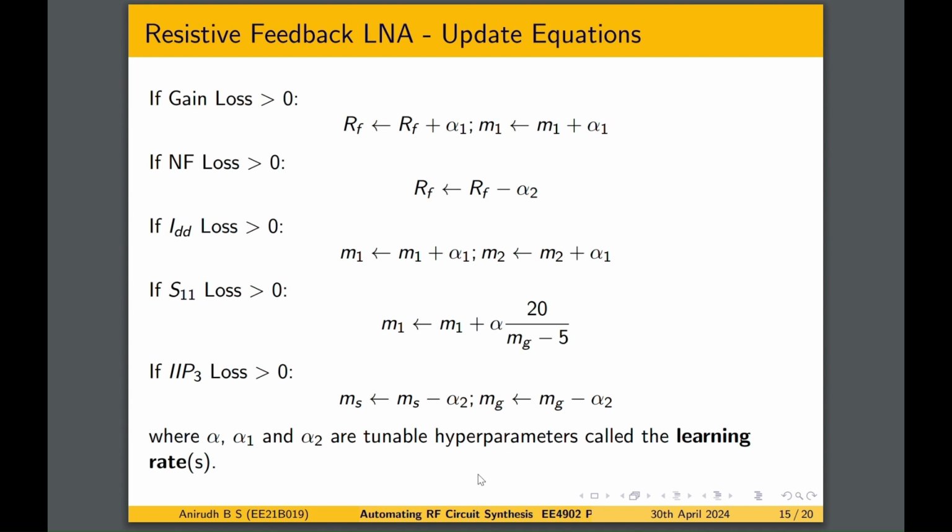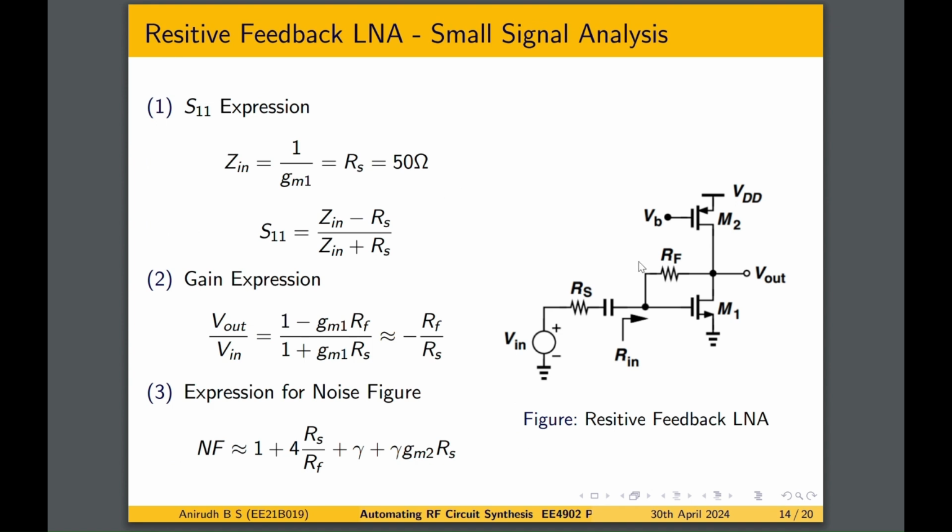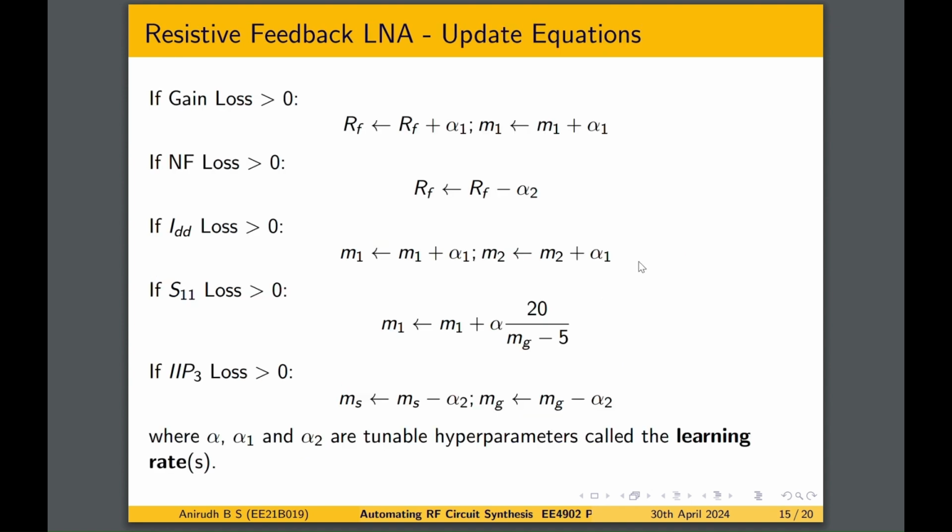Moving forward, again, if the gain loss is greater than 0, you increment the resistor and the multiplier of the MOSFET M1 by an equal amount. If the noise figure loss is greater than 0, you decrement the value of RF. If IDD loss is greater than 0, you increment the multipliers of both the MOSFETs. If S11 loss is greater than 0, you increment the multiplier of the MOSFET. Again, this number 20 and 5 are not some very special numbers. These can be picked as the need be.